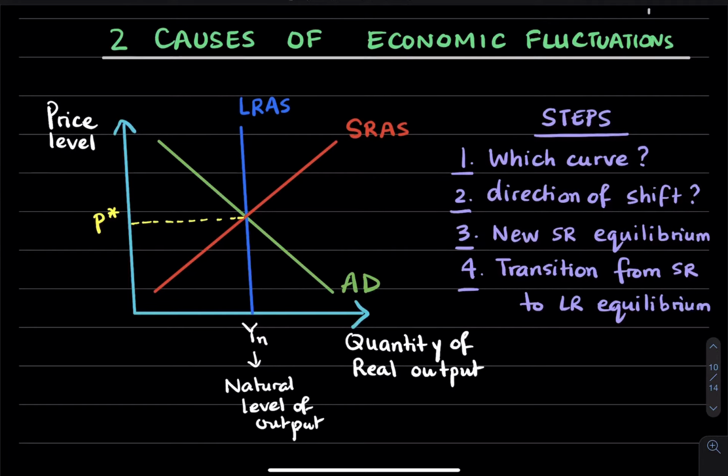The second thing you want to decide is the direction of the shift of the curve. So is it shifting right, left, up or down, and things like that. Very similar to what you have seen in chapter 4. The third thing is to use the diagram of aggregate demand and aggregate supply to determine the impact on output and price level in the short run. So you want to think about the short-run equilibrium. And lastly, you want to use the diagram to analyze how the economy moves from the short-run equilibrium to the long-run equilibrium.